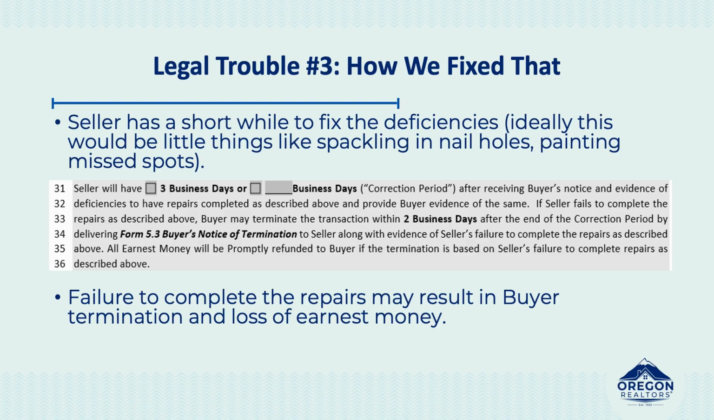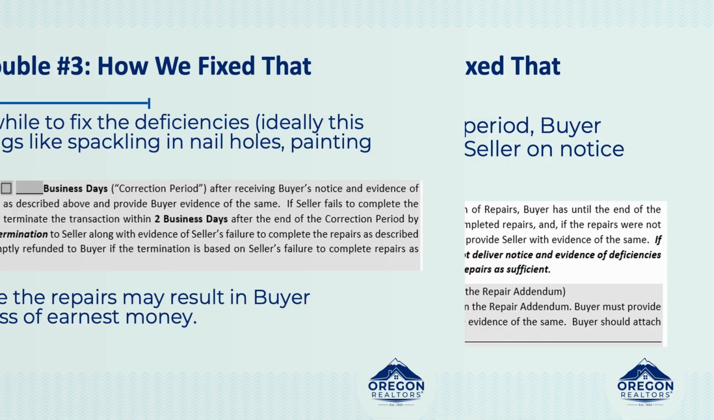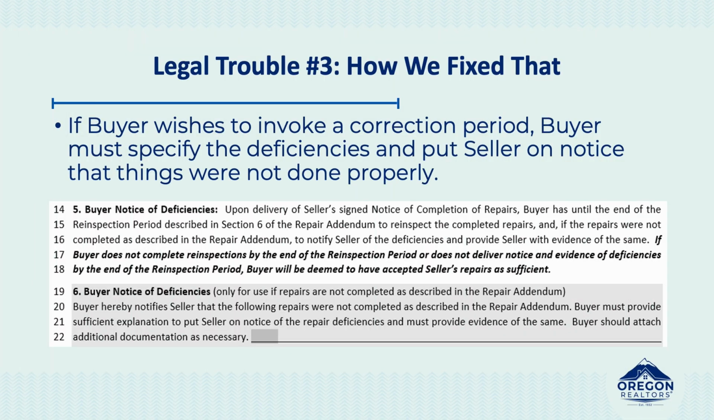addressing those problems. If the buyer wishes to invoke the correction period, they have to provide specificity. They have to actually explain what was wrong. They can't just say, I don't like it. They have to say, I don't like it, and here are the reasons why. The drywall is not up to code. There are still holes. I saw spiders crawling out of the hole in the drywall, even though you said it was fixed. That's a problem.